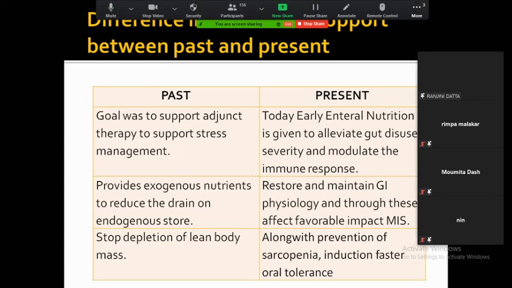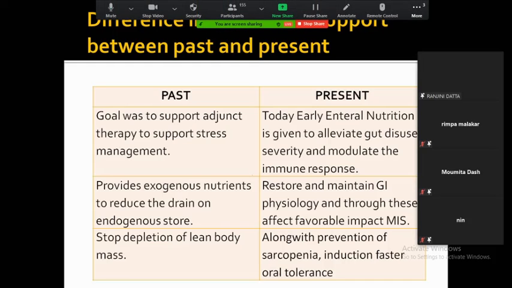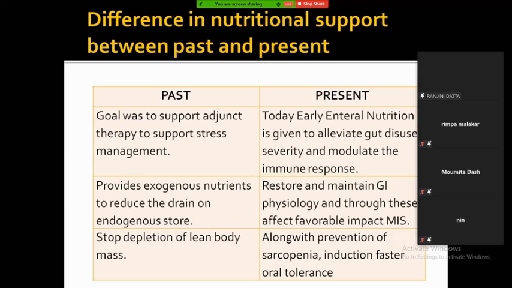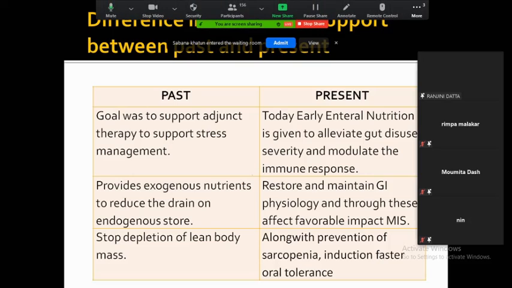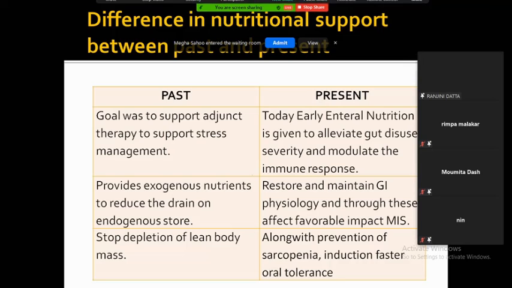Previously, the goal was to provide exogenous nutrients to counter the reduced endogenous store, while today it is to maintain the gut physiology, and by maintaining the gut physiology, have a favorable impact on the malnutrition scoring. Previously, it was just the depletion of lean body mass, while today, along with the prevention of sarcopenia, what people concentrate upon is induction of faster oral tolerance.